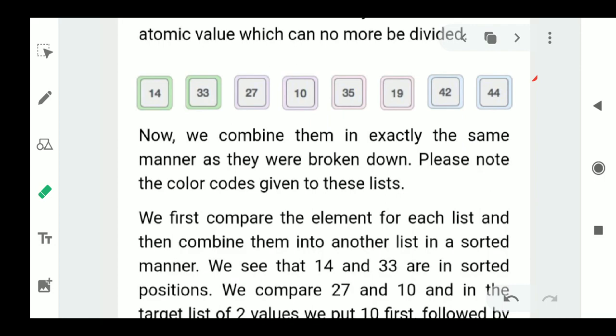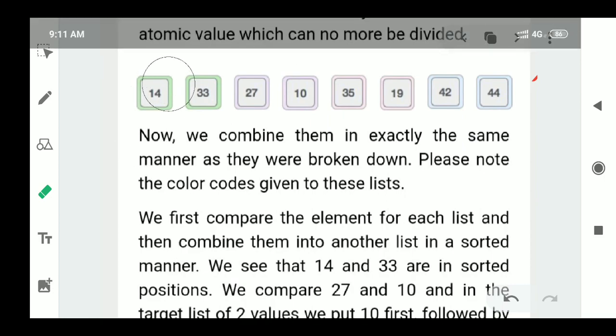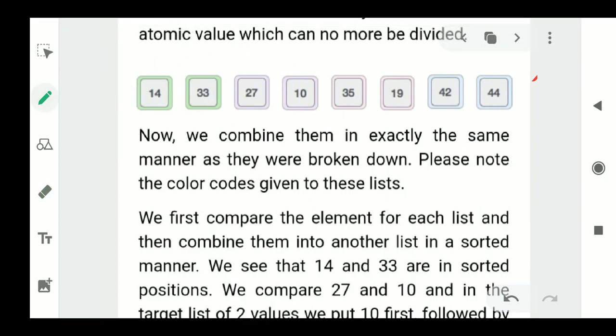In the second step, we will compare the first list. See the color coding. These 2 elements were in one list, right?